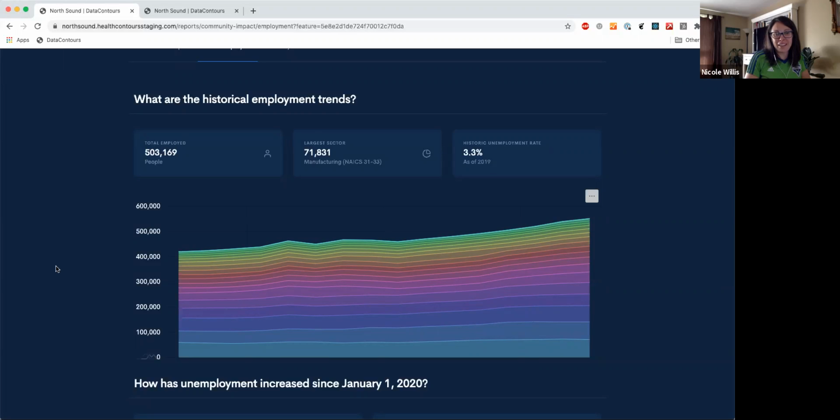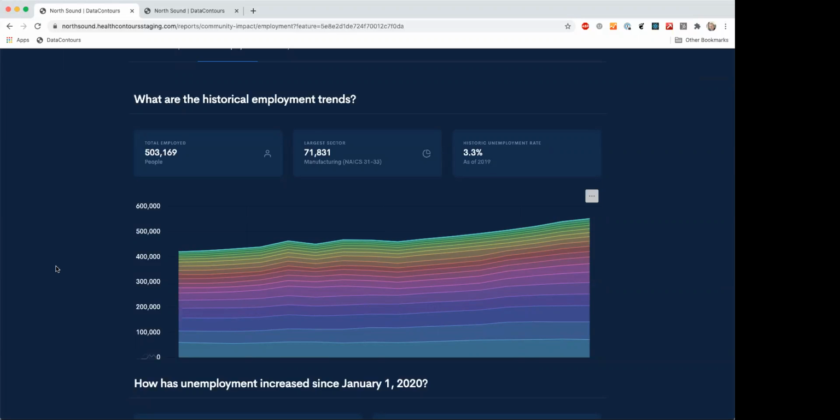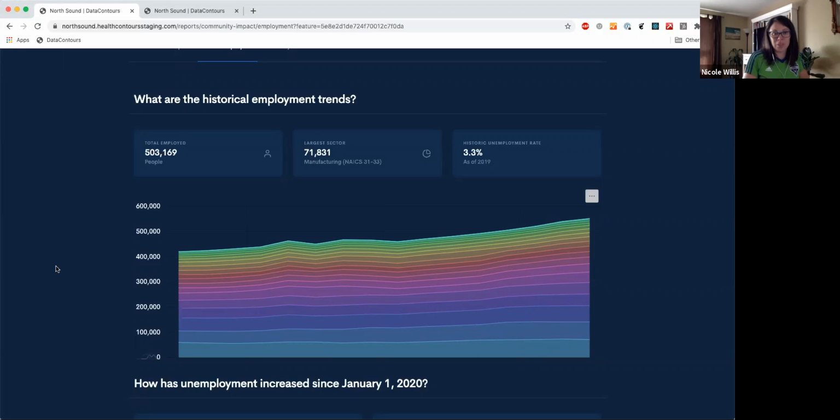Just that we're going to start with the community impact dashboard this time. There's been some edits to it, and so I think it's pretty exciting to show it. And that way we might have a little bit more time.